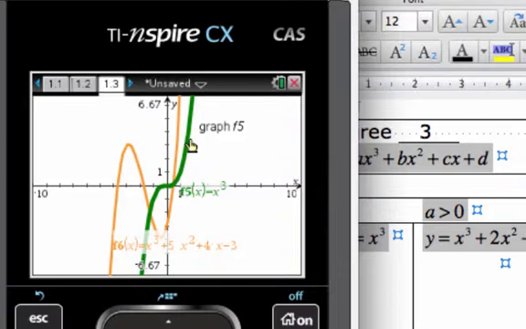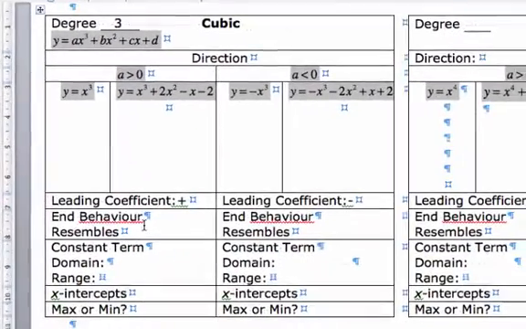The green function here is the base cubic function. That is y is equal to x cubed. It comes up from the negative. When it gets close to the origin, it flattens out and then increases positively upwards. So first off, the end behavior we could talk about is negative, positive, which again we could have identified using our leading coefficient.